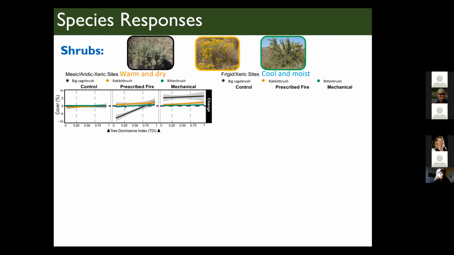And then we see weaker responses from both rabbitbrush and bitterbrush. We see a slight increase from rabbitbrush with these treatments and not much from bitterbrush. So that's at the warm dry sites.